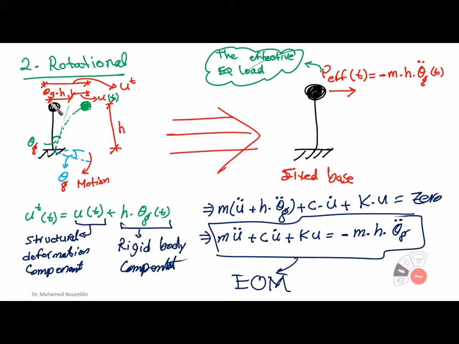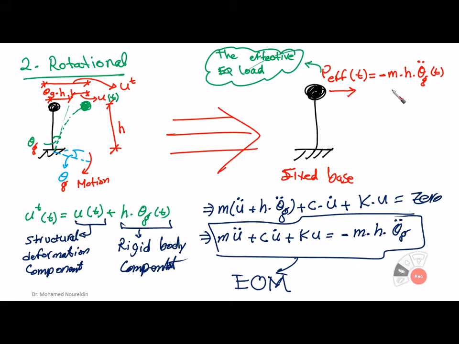The rigid body is very easy. This is theta times L, which gives you this amount, theta g h. However, the other one here is U of t. This is going to change with time. So we put it in this form: U total of the system or the mass is going to be U of t, the structure deformation component, plus the rigid body component. Then we apply the principle of D'Alembert. We are going to say that our system is as if it has a fixed, stationary base, with some force applied at the top.